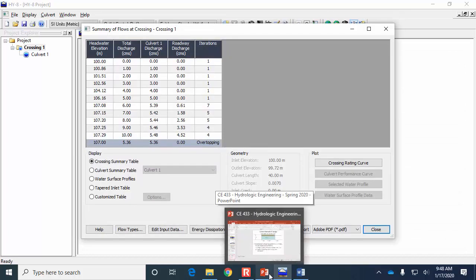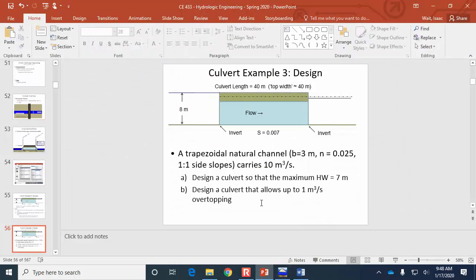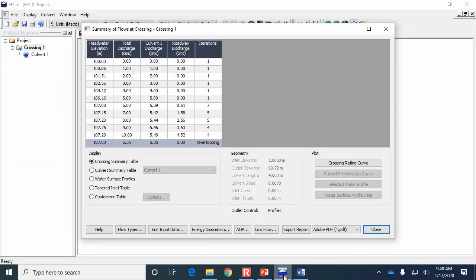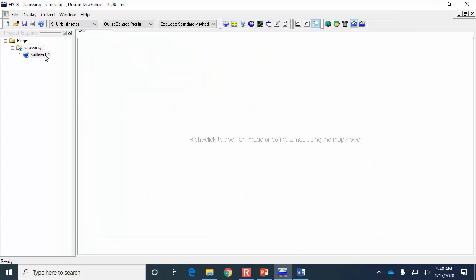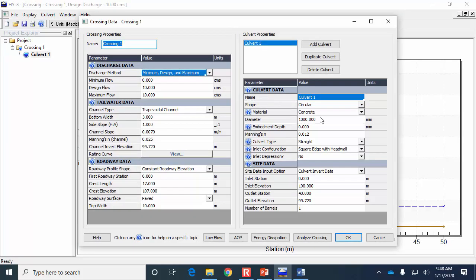All right, we're almost out of time, so your design may look different from mine, and that's okay. When we're doing design, we can all get different answers. When we're doing analysis, we should all get the same answer. But this is saying design a culvert so the maximum headwater is 7 meters. So I just put in 1,000 millimeters, and it looks like the headwater gets up to 7 when only 5 is getting through the pipe. So I need to make my pipe bigger because I get to headwater 7 before I achieve 10 cubic meters per second through there. So now it's the optimization game where I'm playing around with the diameter.